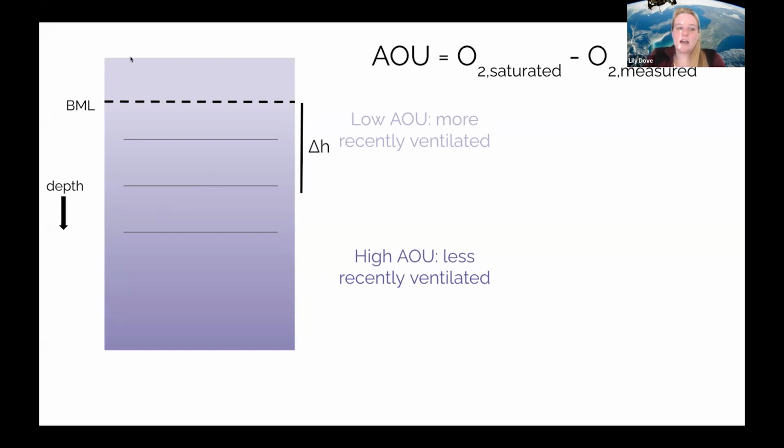So waters that are closer to the surface are more likely to have low AOU, meaning their measured oxygen is close to their saturated oxygen content. And this is because this measured oxygen has recently been exchanged with the atmosphere. However, in this simplified case, waters that are at depth are more likely to have high AOU, or are less recently ventilated. And that's because your measured oxygen is decreasing because it's being used up in respiration.